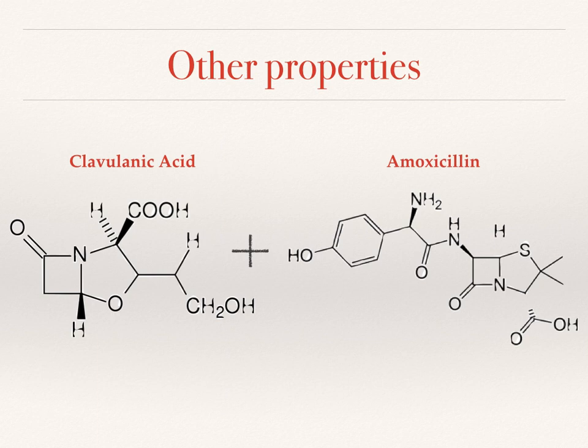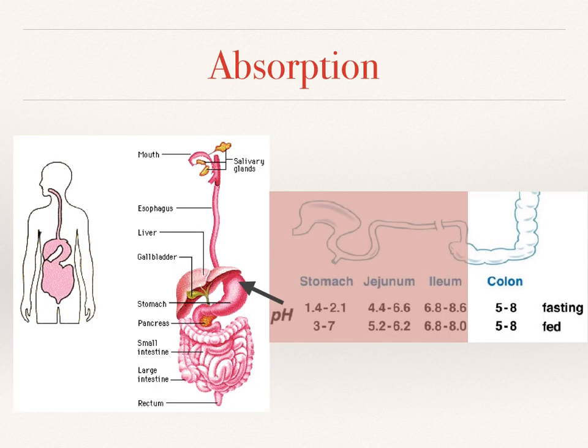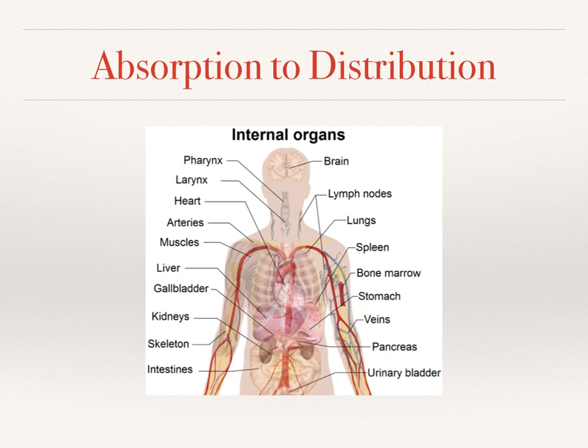Other properties. Beta-lactam molecules such as amoxicillin are generally susceptible to acid and base catalyzed hydrolysis of their cyclic amide. To avoid this, the drug is always administered with clavulanic acid, a beta-lactamase enzyme inhibitor. Absorption. Amoxicillin is stable in the presence of gastric acid and is readily absorbed after oral administration. Amoxicillin is well absorbed, at different rates and extents, from various regions of the gut.